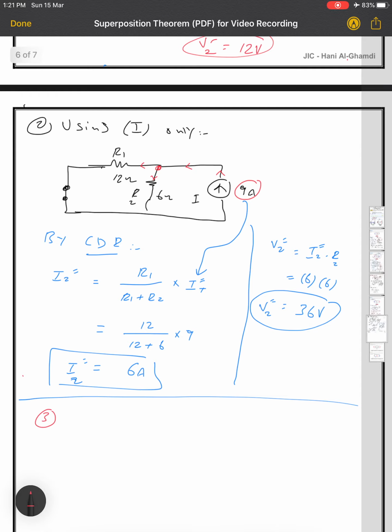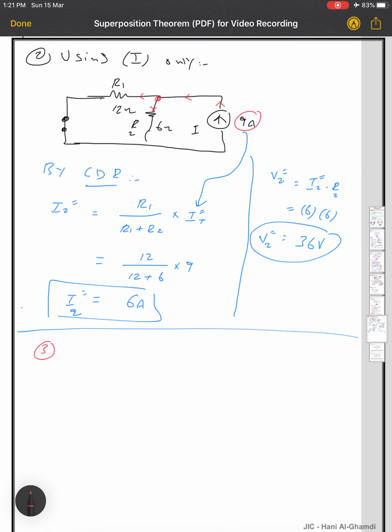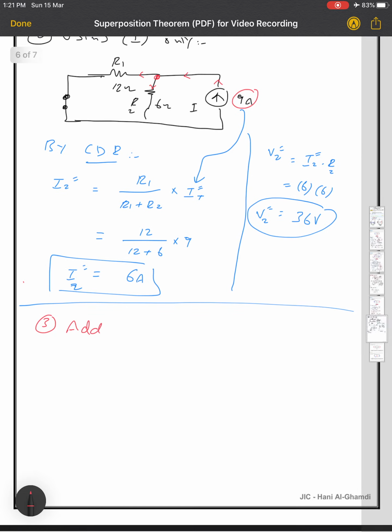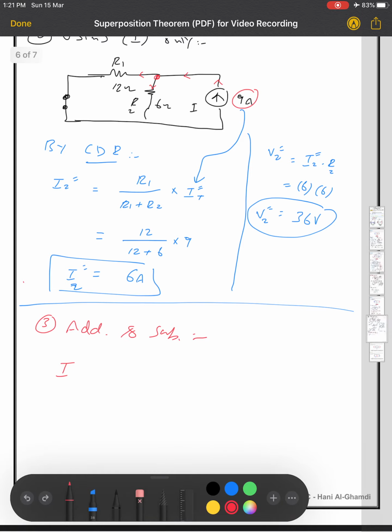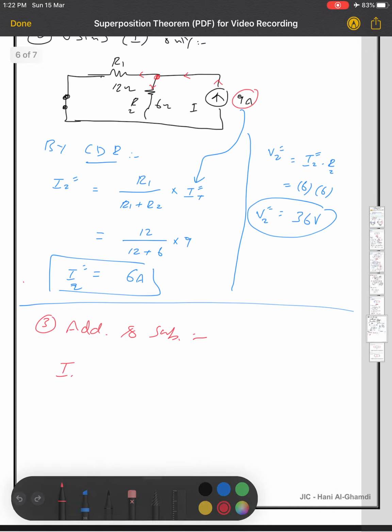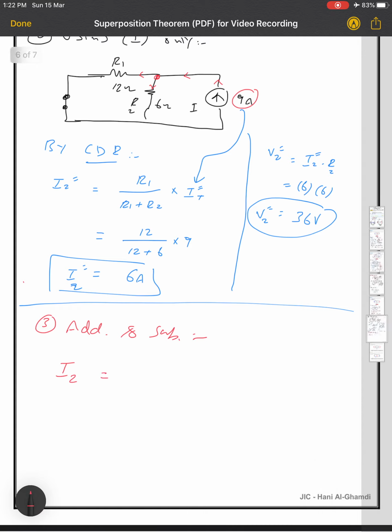Okay, and number 3. So number 3 will be only adding and subtracting, which is by using both sources. So I need to find I3. Okay, I will have I2, the actual value, and V2, the actual value, no primes this time. So it will be I2 prime plus or minus I2 double prime, depending on the direction.